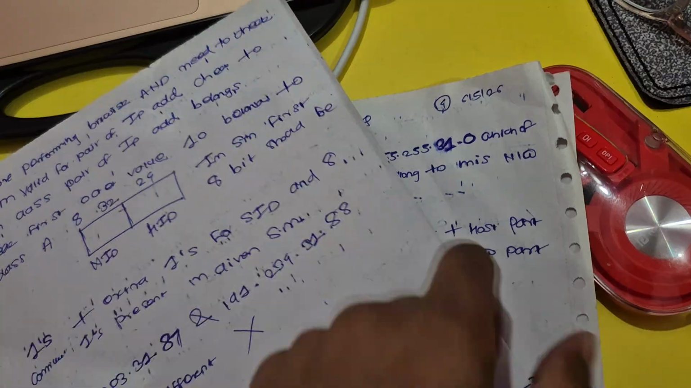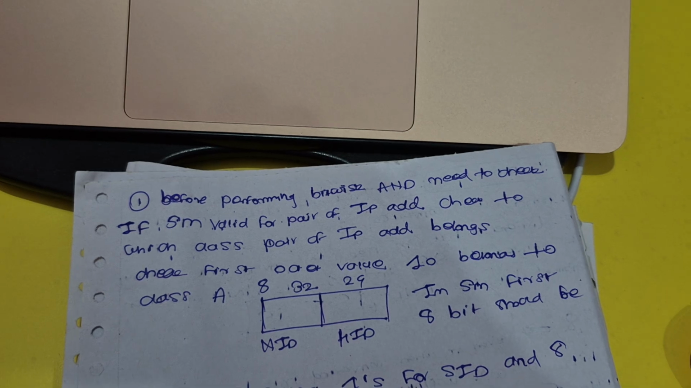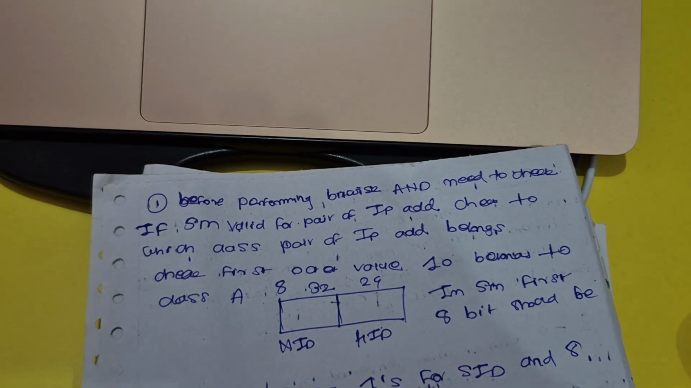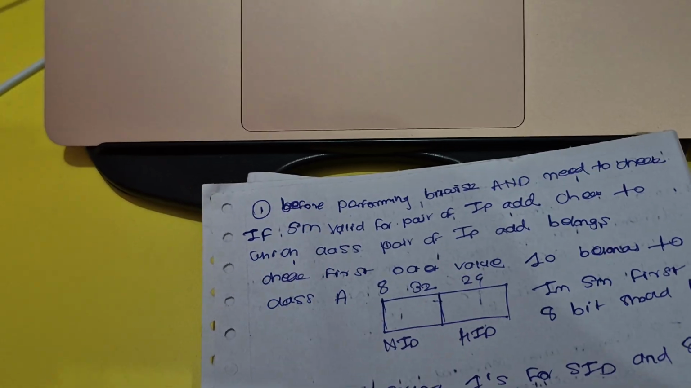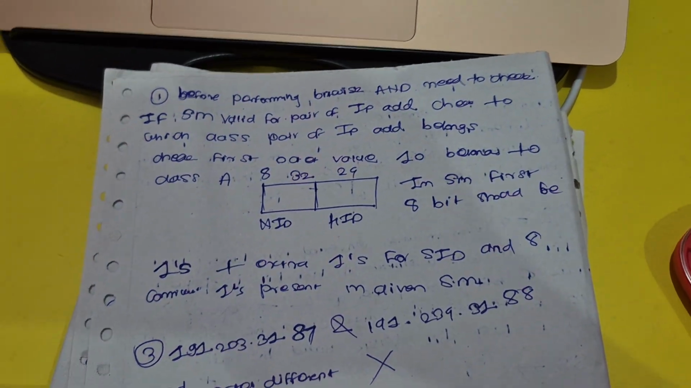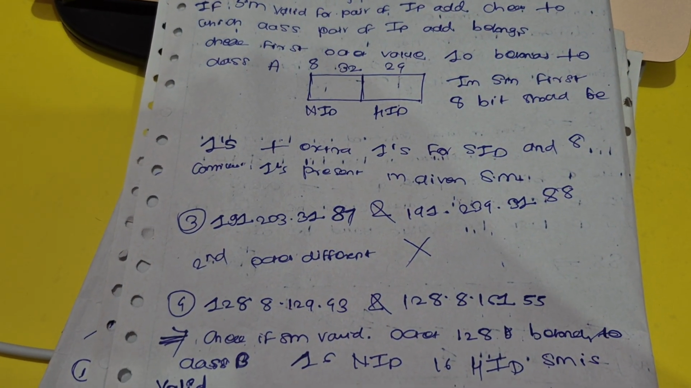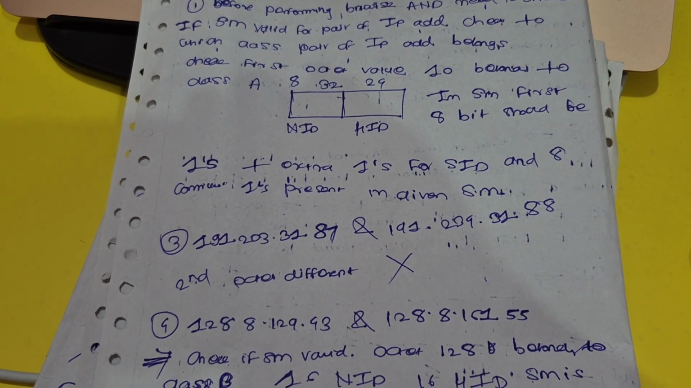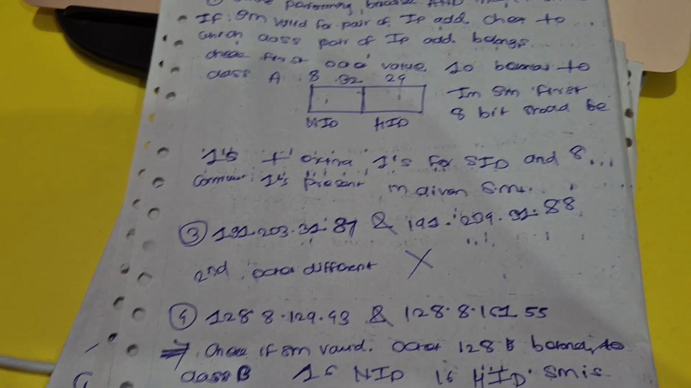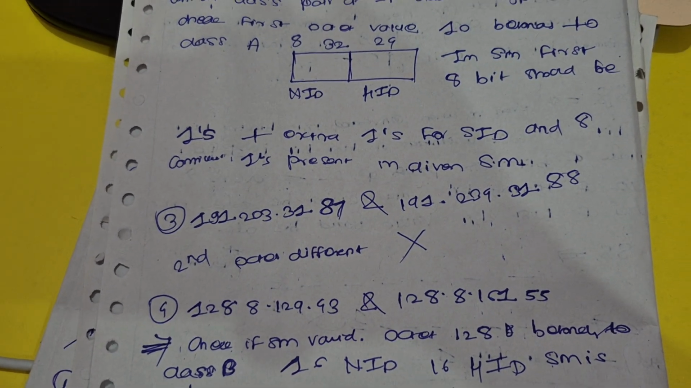Now, what they have mentioned here is that before performing bitwise AND, we need to check if the subnet mask is valid for the given pair of IP addresses, from the first octet range of the class. If you see the third option, 191.203.31.87 and 191.234.31.88, yes, the second octet is also different, so no need to check ahead, just eliminate this option.